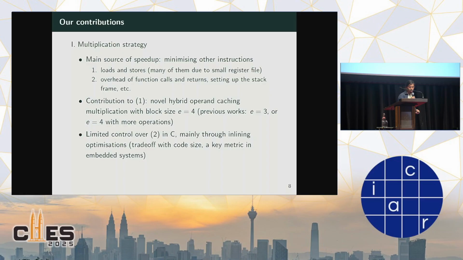Now, when it comes to the second point, which is the overhead of functions, well, I think this is nothing new, but we can play a bit with the inlining functionality in C, so that functions are not actually linked against each other, but are introduced there, and then we can reduce some of the overhead in the implementation.